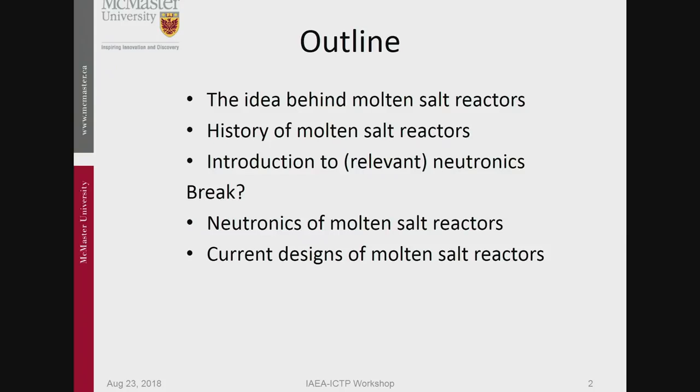So then we go to the neutronics of molten salt reactors, and then I'll show some designs.